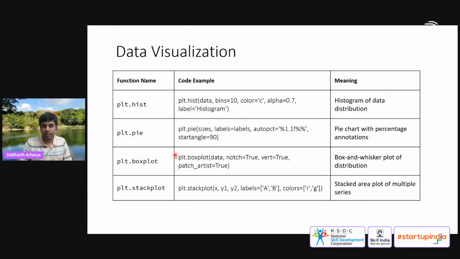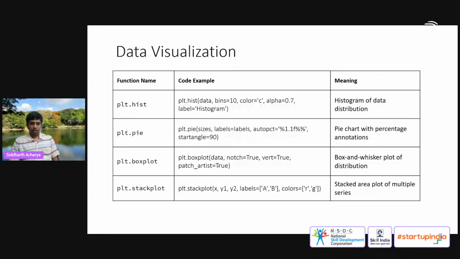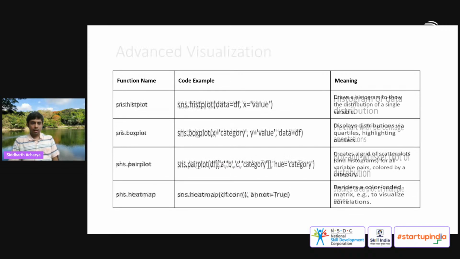There's something called a box and whisker plot. This box and whisker plot is a slightly advanced type of visualization. Box and whisker plot, stack plot. I'll give that as an assignment now. For this box plot and stack plot, I'll give you a specific data set, and I'll also show you the code to plot this box plot. Your assignment would be to try to plot a box plot and see what exactly it means.